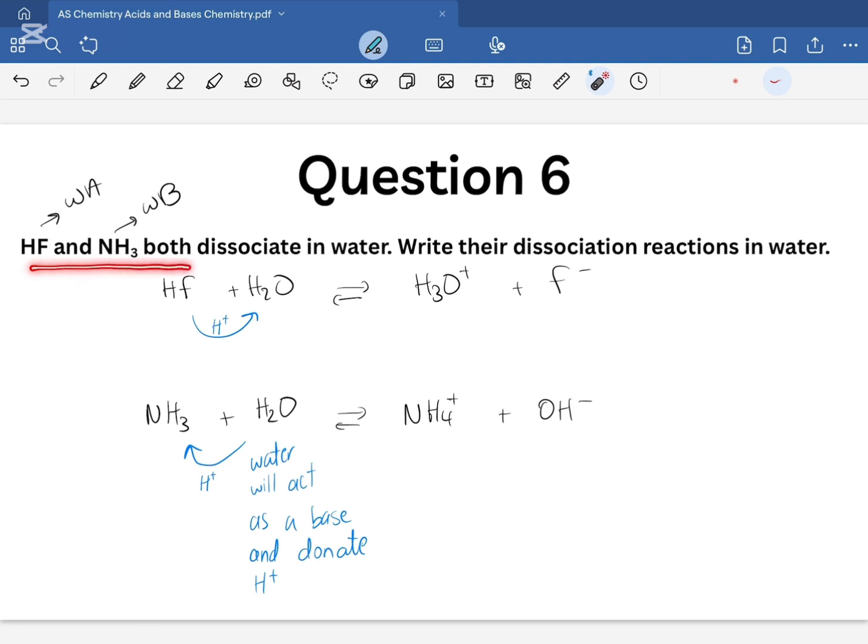Now, HF and NH3 both dissociate in water. Write their dissociation reactions in water. So HF, and we need to be familiar that it's a weak acid, and NH3 is a weak base. Therefore, they will dissociate partially. HF will give H+ to the H2O, and the H2O will become H3O+, and we will have F-. NH3 is a weak base, so it's going to accept H+ from the H2O, and will form NH4+ and OH-.